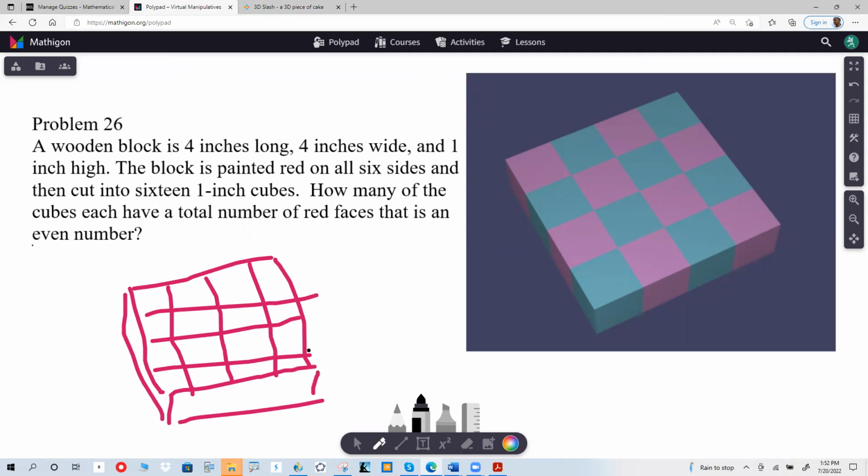4 and then 1 unit thick. How many of the cubes have a total number of faces that is an even number? The whole block is painted red on all 6 sides, and then cut into 16 cubes. So this one will be painted red. Do you get the point, Connor? Not really.